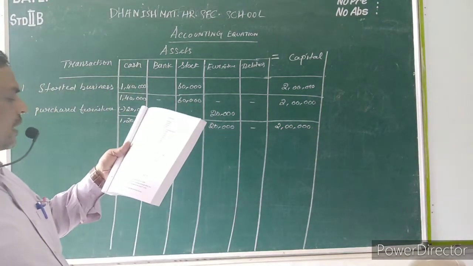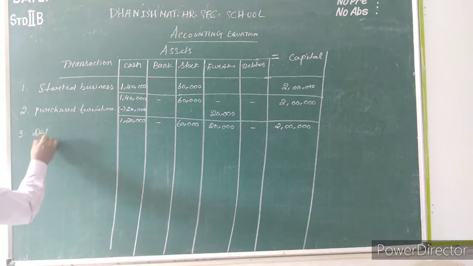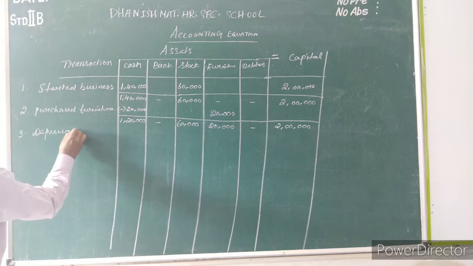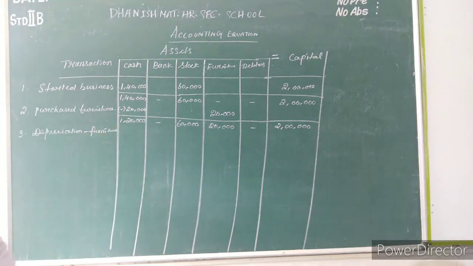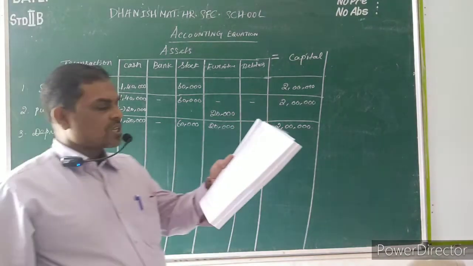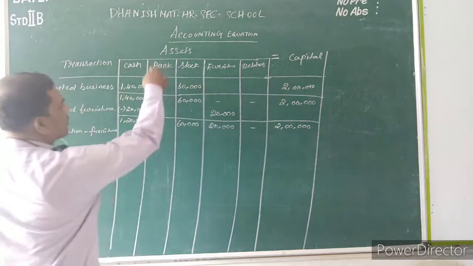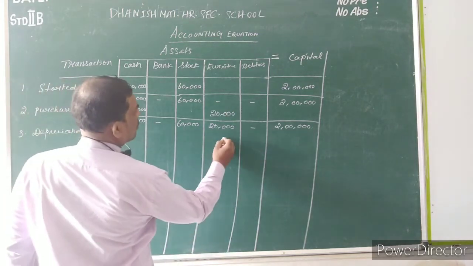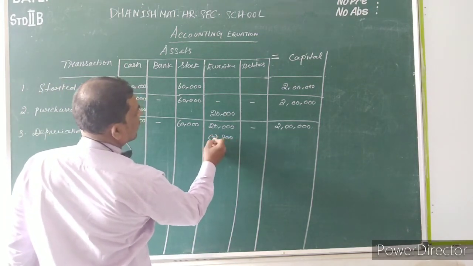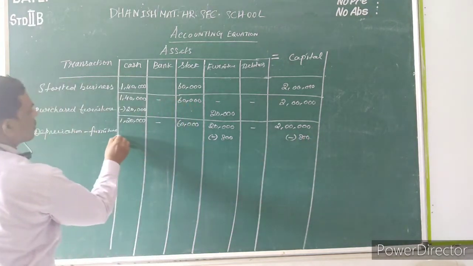Now, what is the third entry? Depreciation on furniture. How much depreciation? Depreciation is a loss on furniture. So the loss will be deducted from the capital as well as from furniture. How much depreciation? 800 rupees. So from furniture you deduct 800. Likewise, you deduct rupees 800 from the capital also.